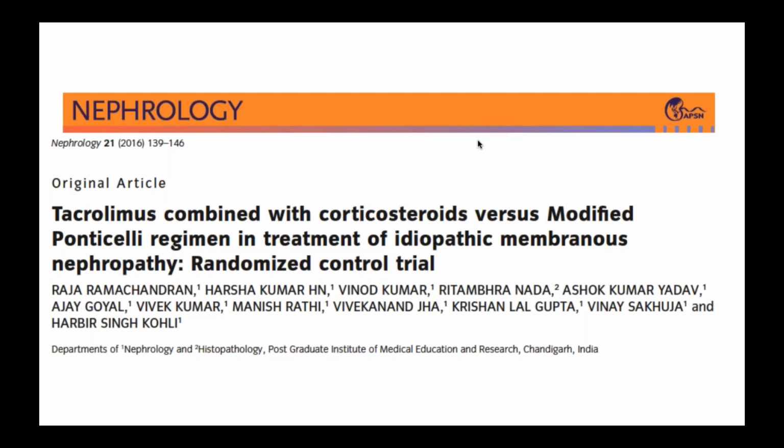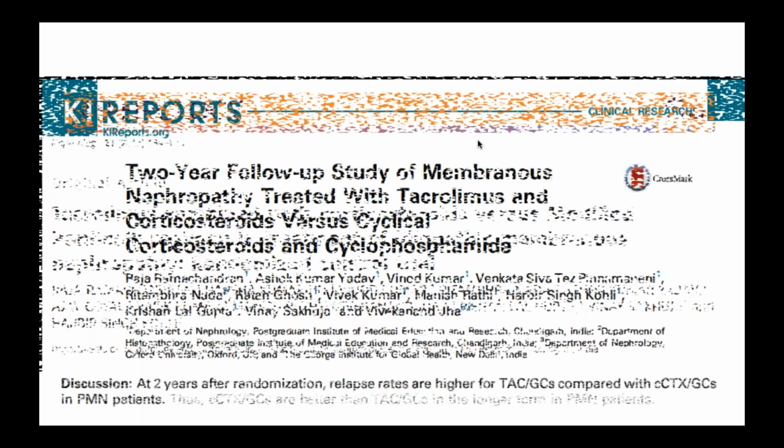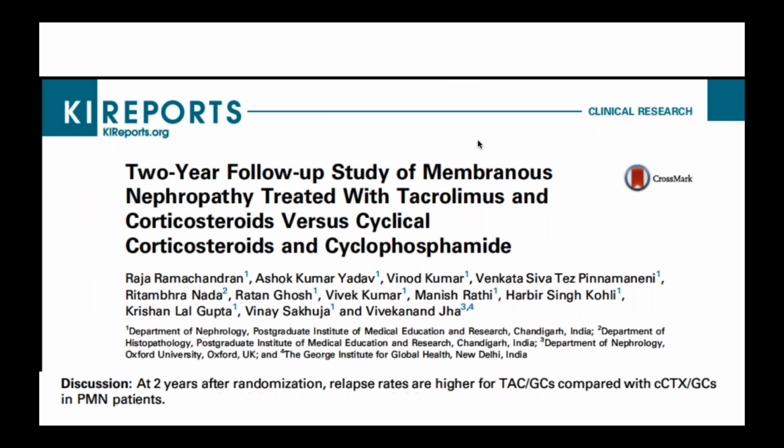And here is a follow-up paper which appeared just recently, which showed 2-year data of the same paper. And what was the conclusion? At 2 years after randomization, relapse rates were higher for tacrolimus treated patients compared with cyclophosphamide treated patients.